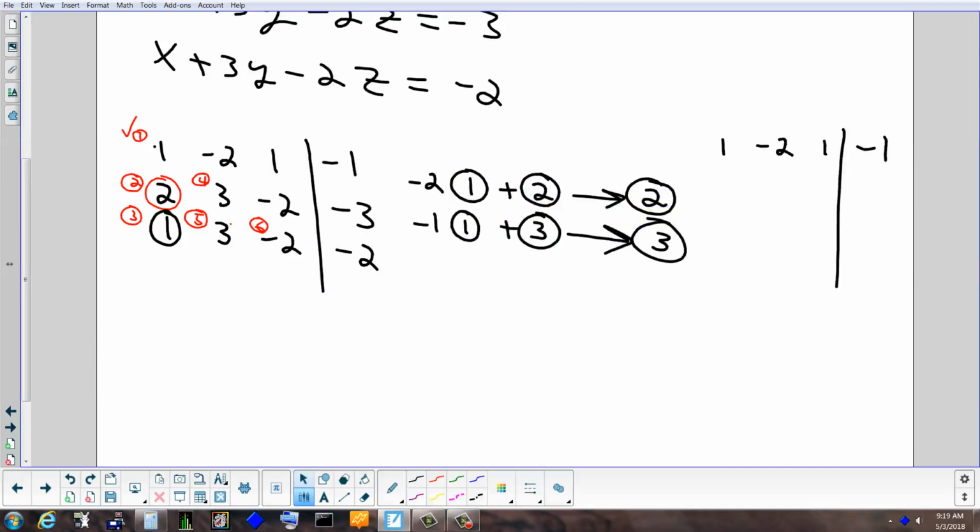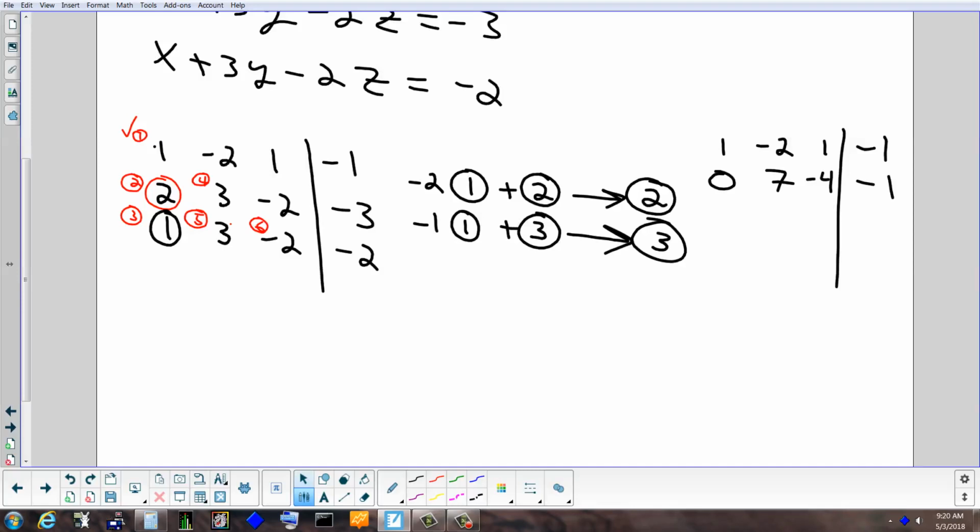-2 times the first, added to the second. What's 1 times -2? Plus 2. 0. -2 times -2? Plus 3? 7. 1 times -2? Take away another 2 is -4. And -1 times -2? 2. Take away 3. -1. Okay, so there's our second row.